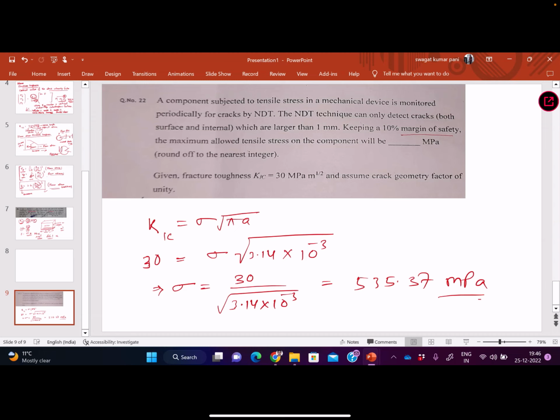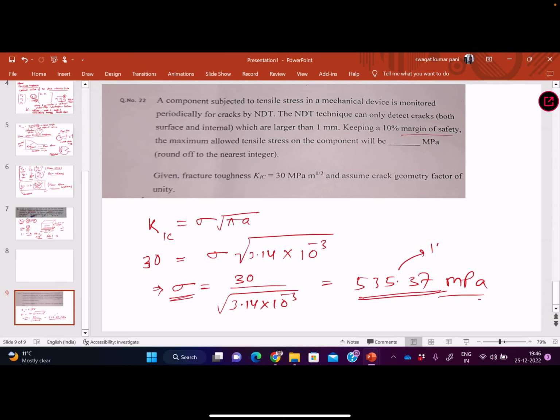But it should have a 10% margin of safety. So, sir, should the crack length be 1.1 into 10 to the power minus 3, like 10% extra? No, the crack length we can't control now. We can control the stress levels. So the margin of safety will be applied to the stress. Here we are getting 535.37, that is the maximum stress we can apply.